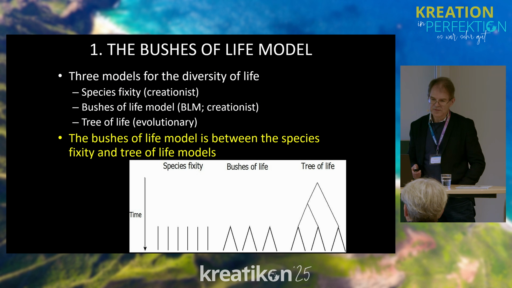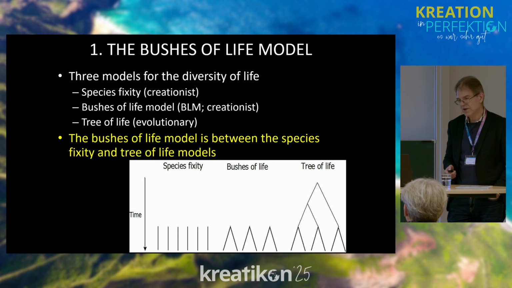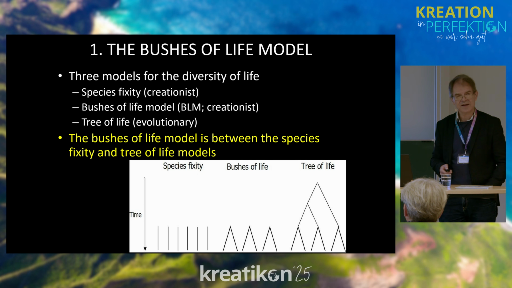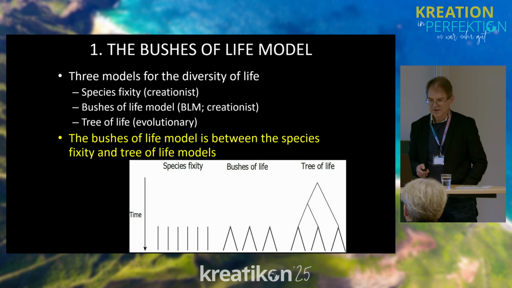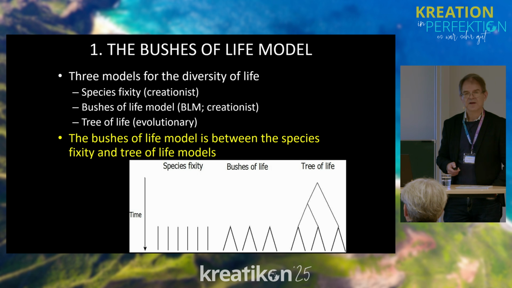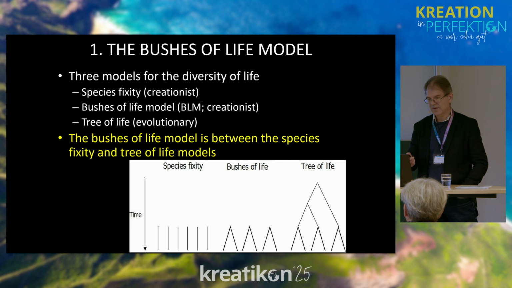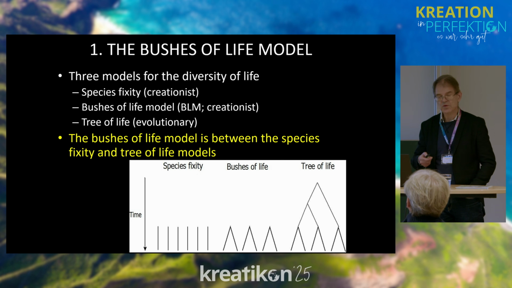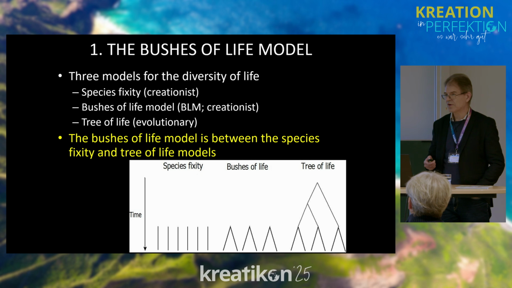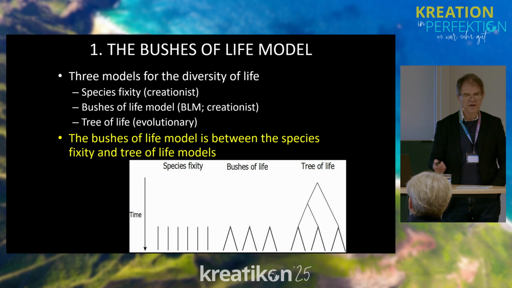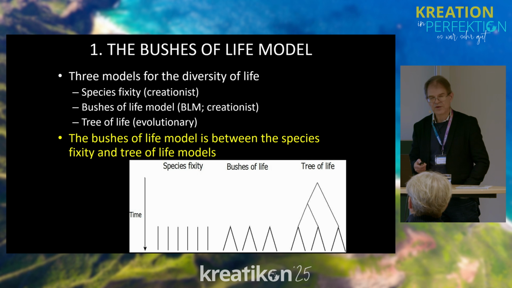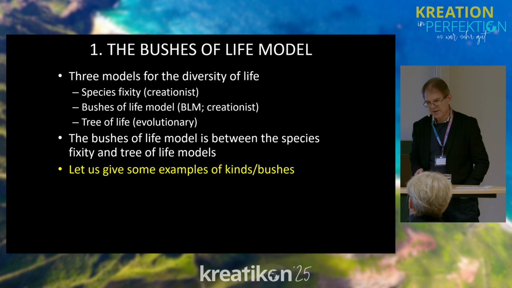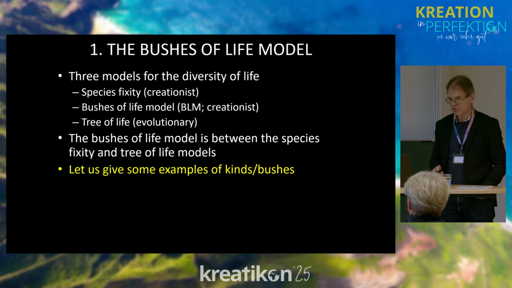And you could say that the bushes of life model is in between the species fixity and tree of life model. Although the bushes of life model is creationist, it does allow for speciation. But as I said, it's another type of speciation than evolutionary biology holds, because the tree of life model requires that new species with completely new types of organs, wings and eyes and echolocation systems and so on, evolve. So let me give some examples of kinds and bushes.